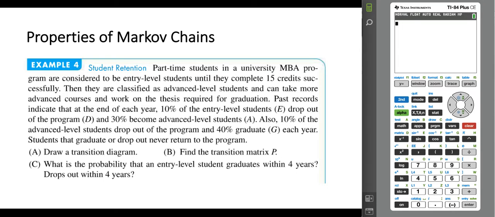Okay, just because I felt like I read that a little bit weird, just to be clear. An entry-level student is going to be designated as E. A dropout is going to be designated as D. Advanced level is A, and graduate is G. So what we're going to do is three things. First, we're going to draw a transition diagram for this information. Then we're going to draw a transition matrix. And then we're going to interpret this and find the probability that an entry-level student graduates within 4 years and drops out within 4 years.